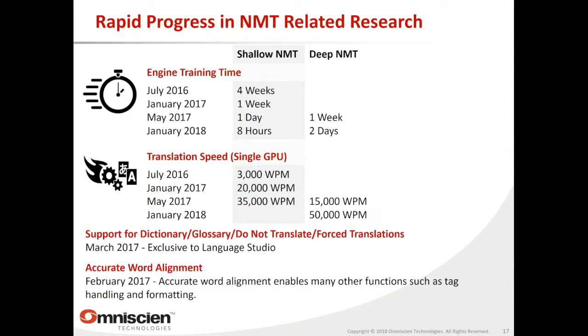But with speeds like 50,000 words a minute per GPU, it's now actually cheaper to translate on a GPU than it is in SMT on a CPU. So I heard recently somebody saying that it was 71 times more expensive to translate. It's not anymore. It's certainly very commercially viable, much more so than SMT was even.